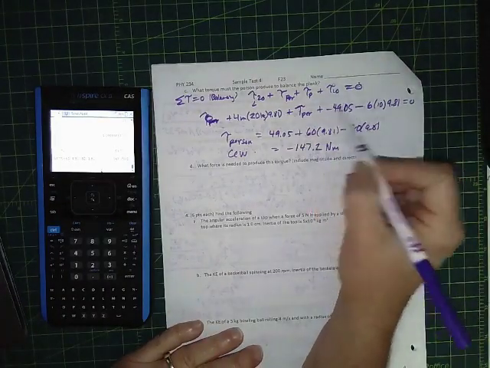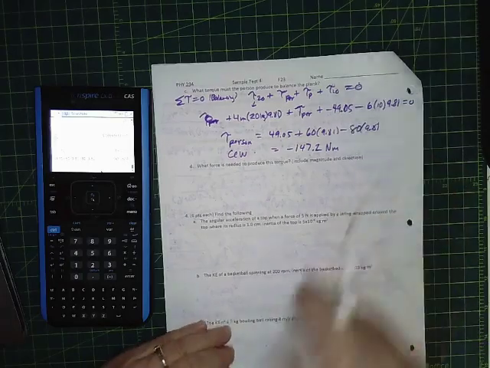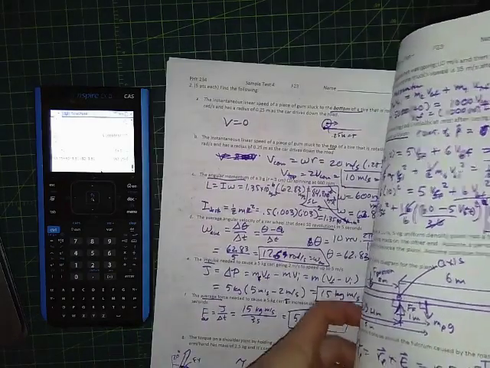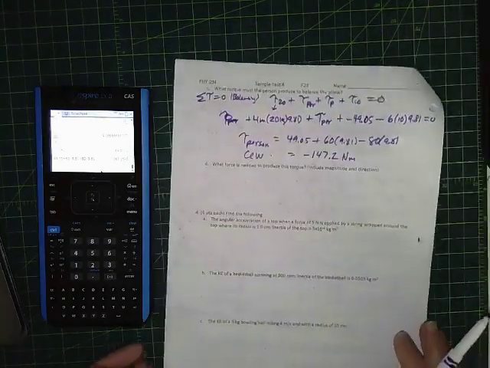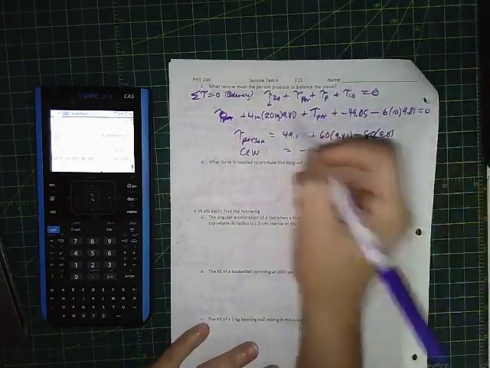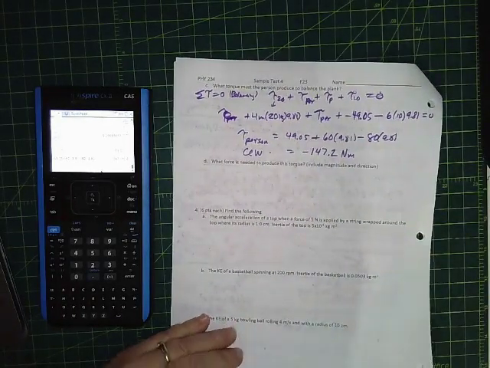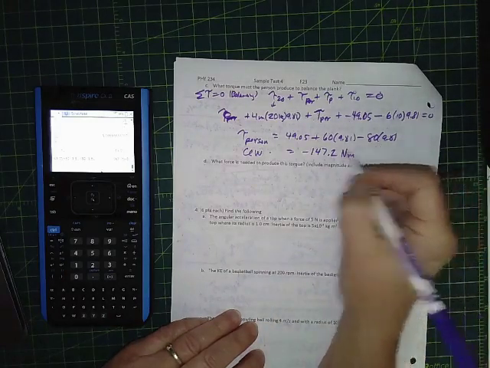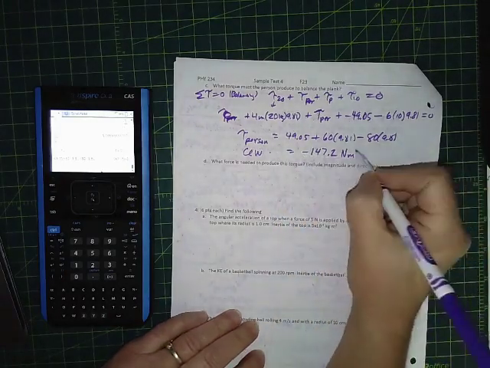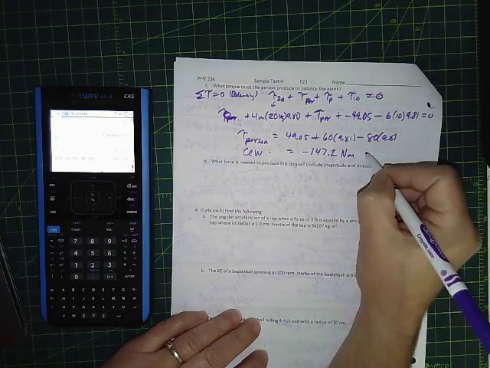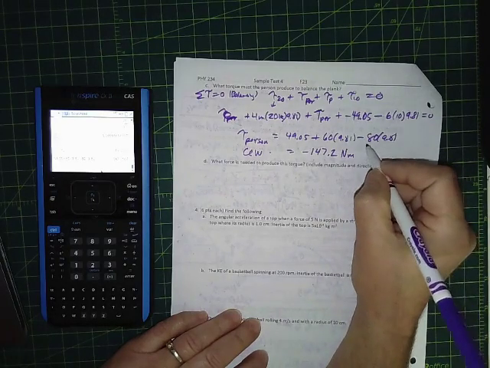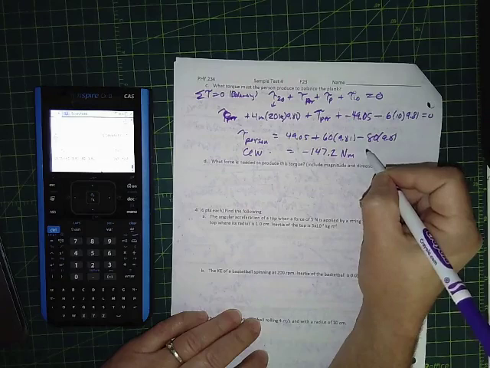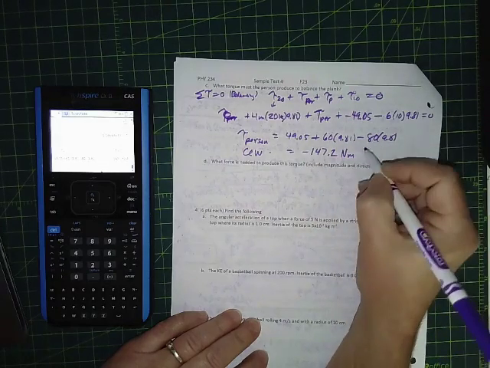So torque of the person. Did I remember my G in here? Yes, I did. Okay. Got G, got G. Okay. I think this looks good. So we'll go with it. So we end up with a negative number. And so the torque is actually, the person actually needs to cause a clockwise torque.